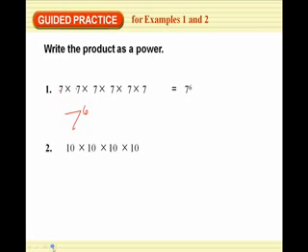7 to the 6th. So this one, how many 10s are there? It's 10 to the 4th power. Just like that. W, same thing with the letters. How many W's are there? 2 of them. So W to the 2nd power. No big deal, just letters.